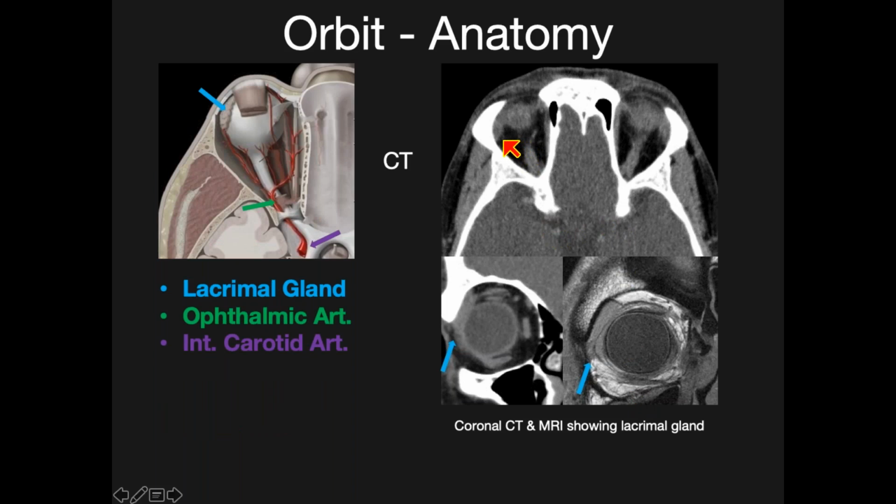Superolaterally within the orbit sits the lacrimal gland, an almond-shaped gland that is seen quite well on a CT here, and on a coronal plane, both on CT and MR, you can see the extent of the gland itself. The illustration here shows the vascular anatomy, the internal carotid artery branching off to give the ophthalmic division, and the smaller branches within the orbits.